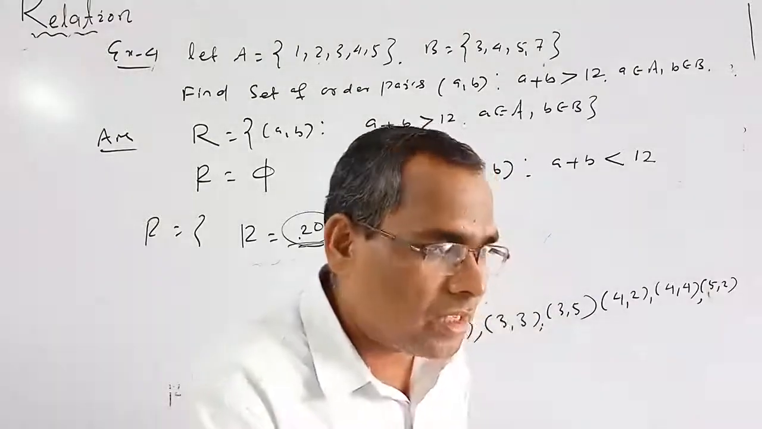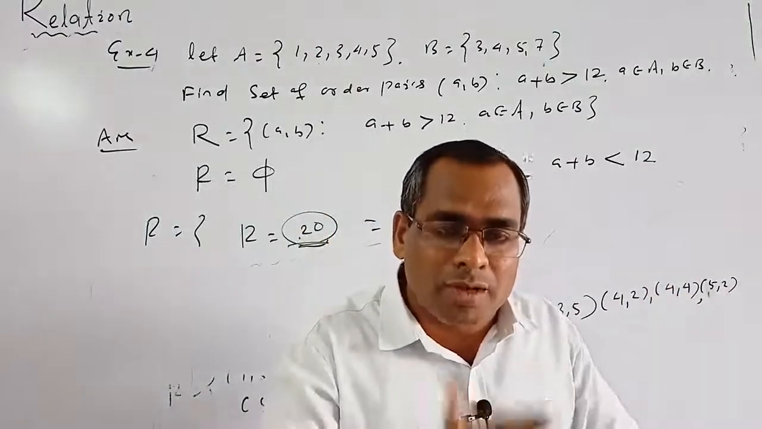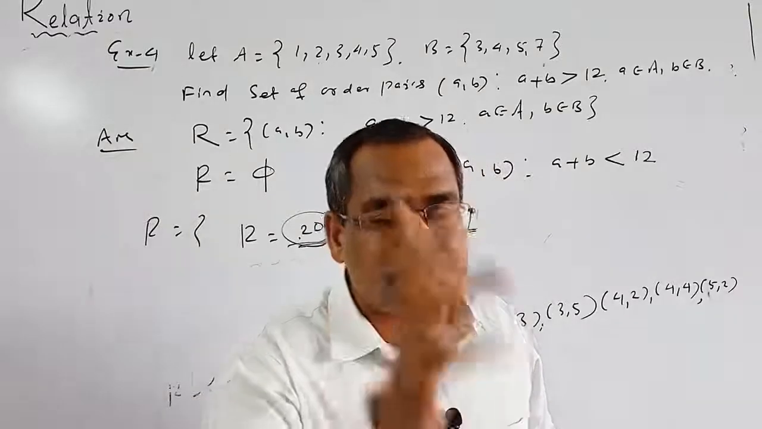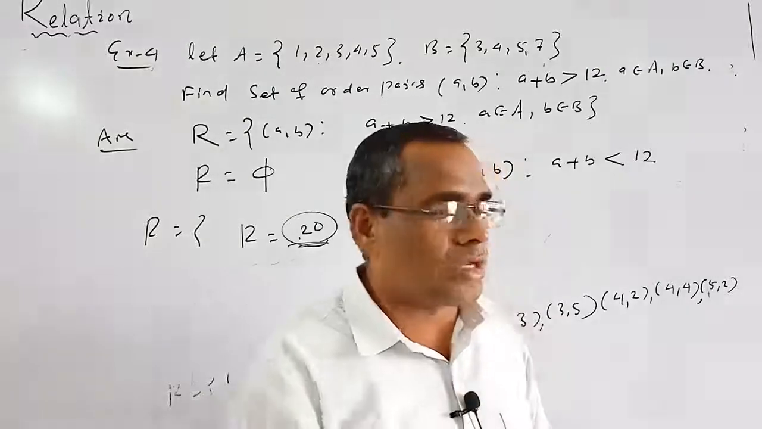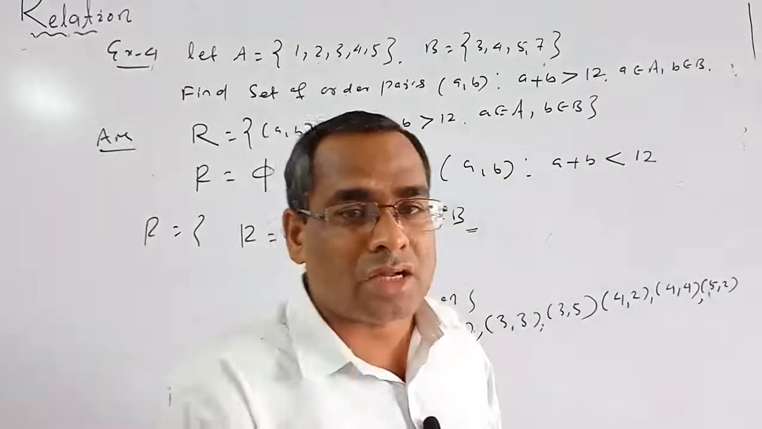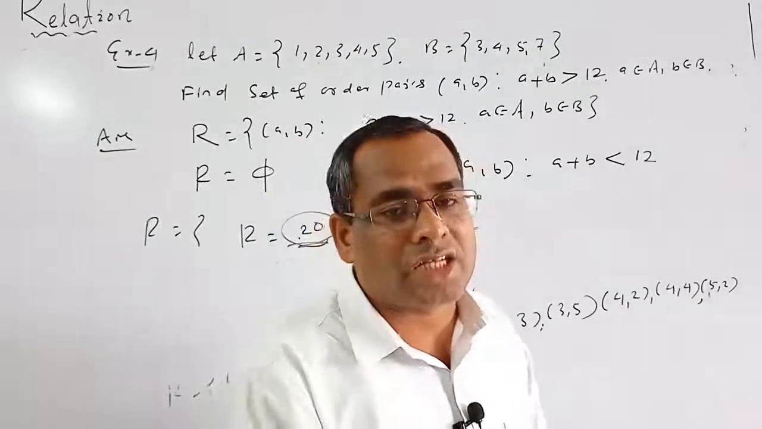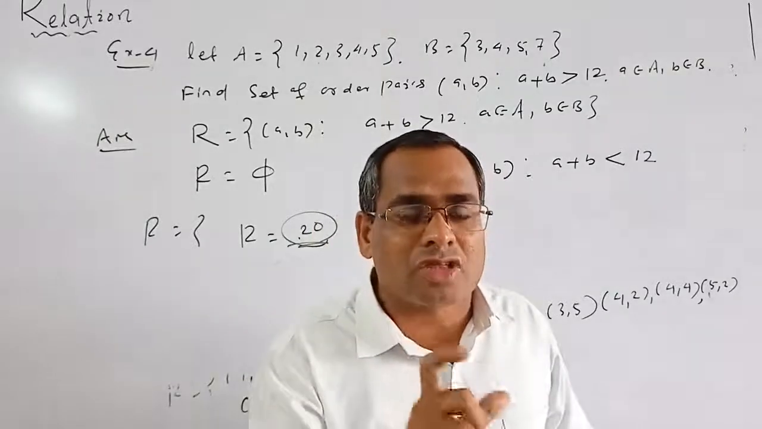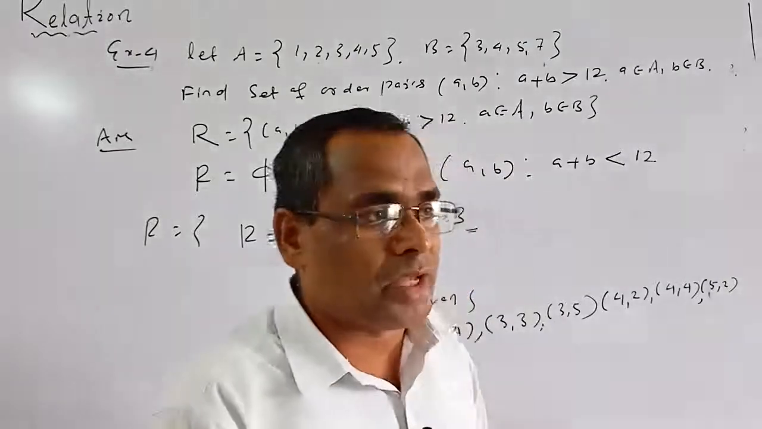If set A has m elements and set B has n elements, what will be the number of relations possible? Each subset is a relation. So the number of relations is equal to the number of subsets of A cross B, and this will be 2 to the power mn. Which one is the smallest relation? Phi is the smallest relation. Why? Because phi is the smallest subset. A cross B is the biggest relation. Why is A cross B the biggest relation? Because A cross B is the biggest subset of A cross B.